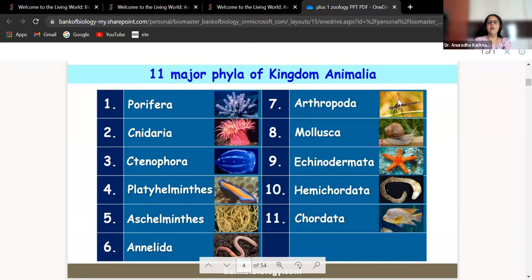Okay? Porifera, Cnidaria, Ctenophora, Platyhelminthes, Aschelminthes, Annelida, Arthropoda, Mollusca, Echinodermata, Hemichordata, and Chordata. These are the different phyla that we have to learn about. Like in plant kingdom, we have seen something called as Thallophyta, Bryophyta, Pteridophyta, Gymnospermae, and Angiospermae. We have seen five, correct?